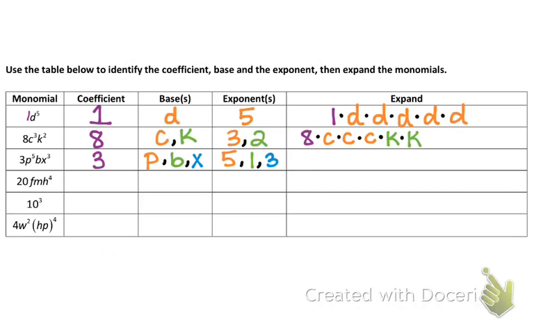So let's expand this. We have 3 times 5 copies of p.